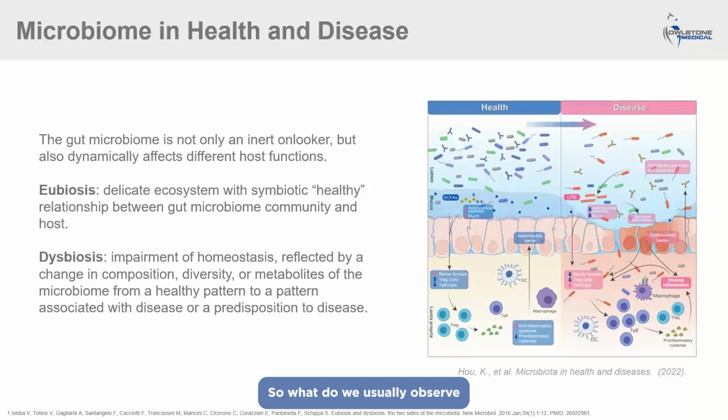So what do we usually observe in a normal population? Research shows us that in baseline conditions, hydrogen hovers around 6 parts per million, methane around 4 parts per million.